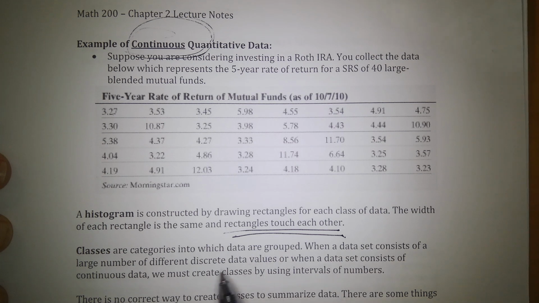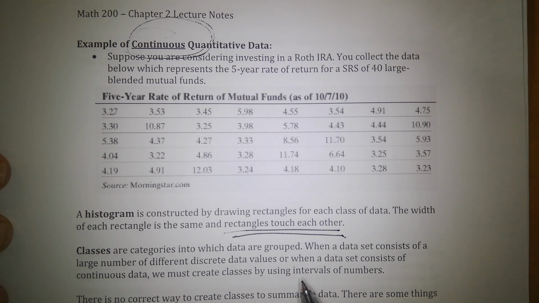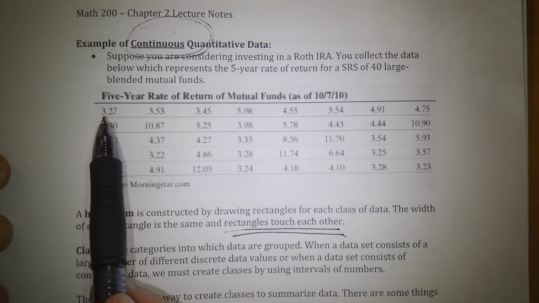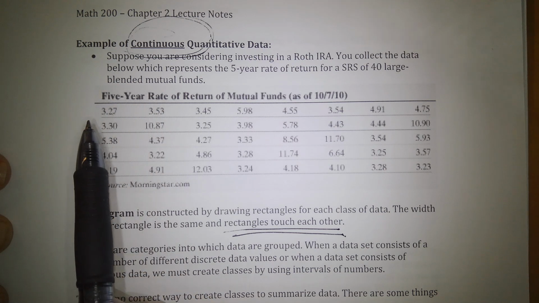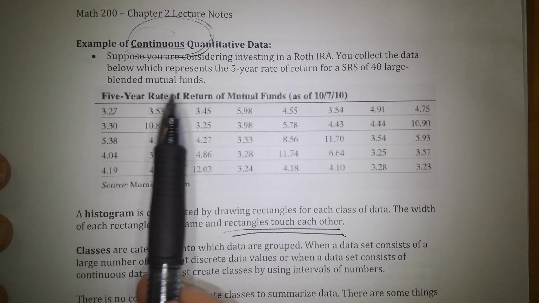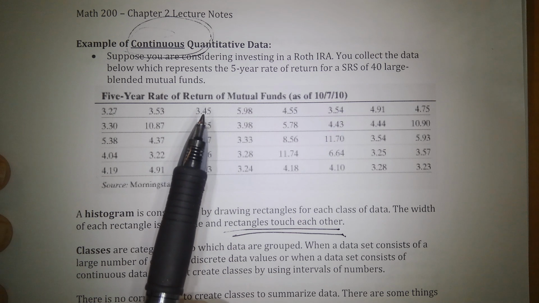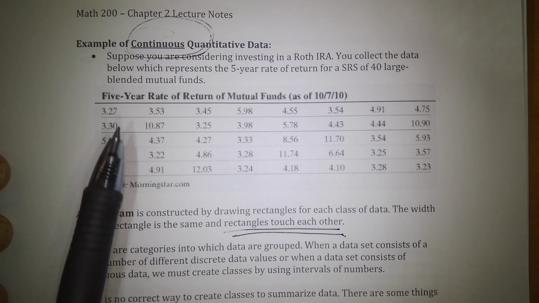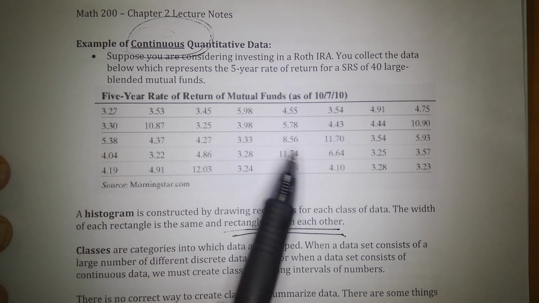When a data set consists of a large number of discrete values, or if the data set consists of continuous data, we have to create these classes using intervals of numbers. So each one of these specific values isn't going to have its own bar. We're going to create an interval or a class. We might say, how many numbers in here are between 3 and 4? Well, obviously all of these values are between 3 and 4, and we would find any others that belong to that class. So we're finding how many belong in a certain interval, since each particular value is indeed different from each other.